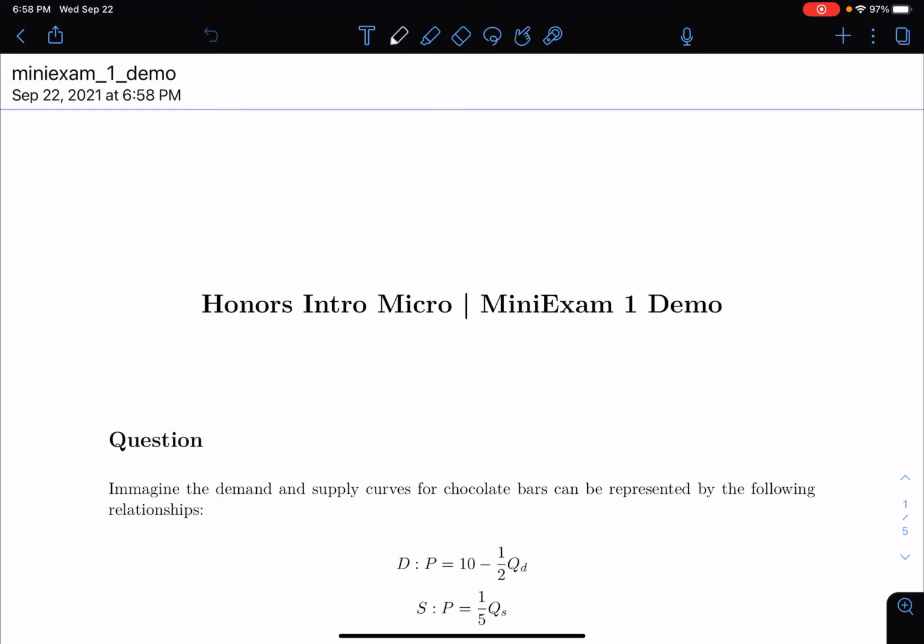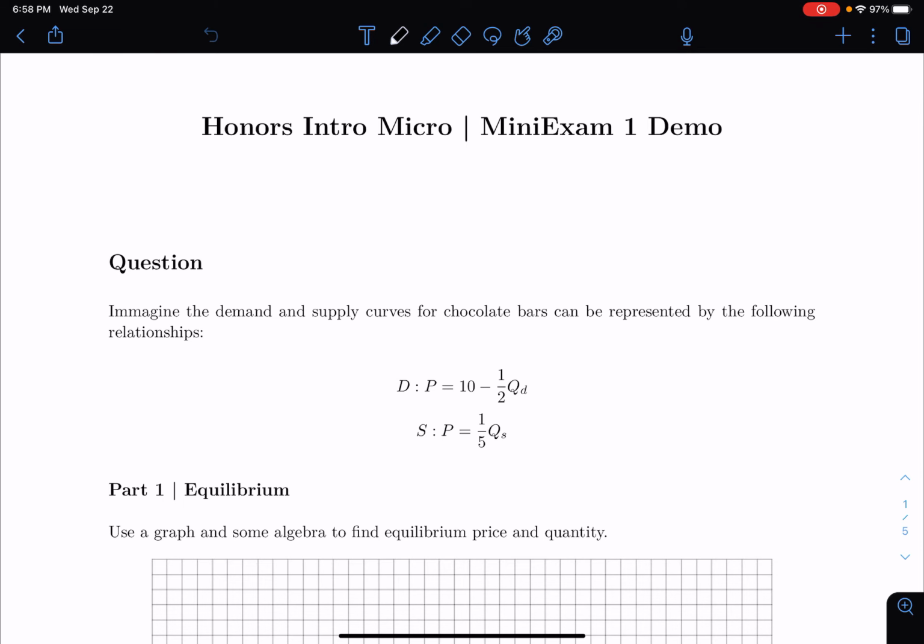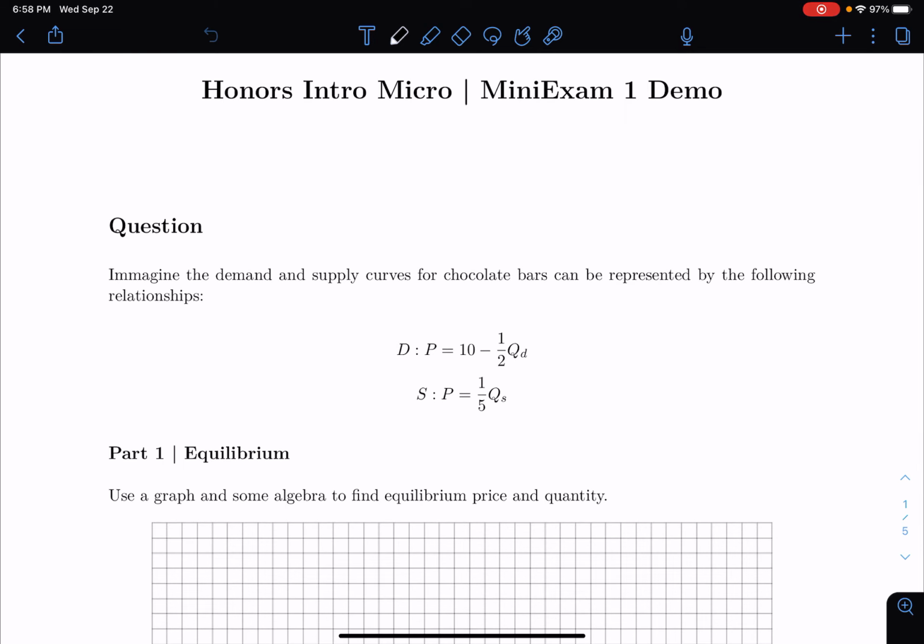Okay, welcome to MiniExam 1 demo. What this is, is just me walking through a similar structure to what you'll see on the MiniExam. And I'm doing this in real time. I'm going to do my best here to give you a sense of how I think about each one of these problems and how they sort of fit together.